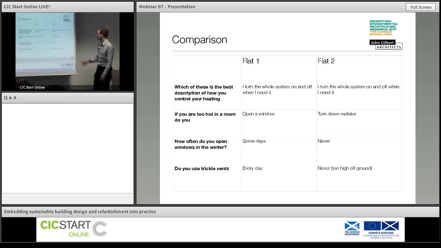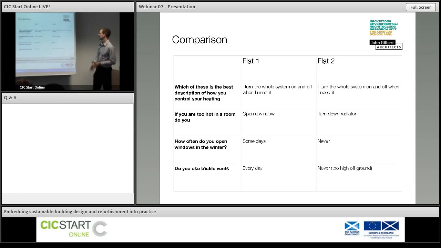And actually, in this survey, there was an interesting thing about trickle ventilation, in that they never used trickle ventilation because it was too high for them to reach. So they couldn't use trickle ventilation. And that seems to be a very particular thing, but you know, the controls don't suit the user. I mean, it's quite an obvious example, really, isn't it?